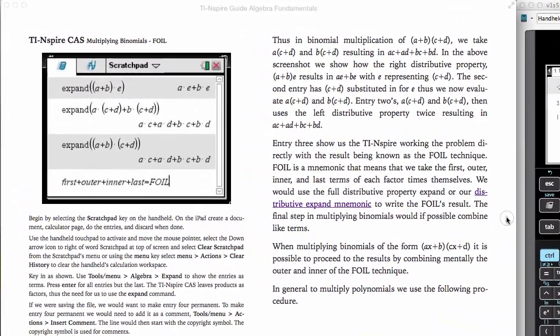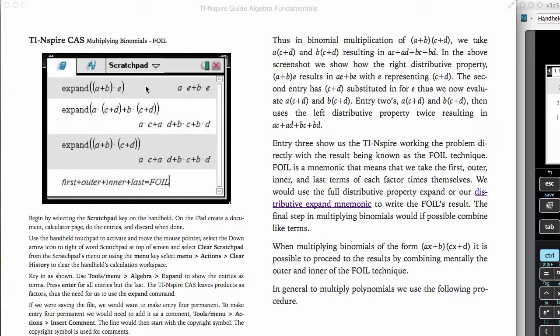So we're next going to discuss what they like to call the FOIL technique, where when you have to multiply a polynomial or a binomial times a binomial, we end up taking the first, a times c. We end up taking the outer, a times d. Then we end up taking the inner, b times c. And then we end up taking the last, b times d.